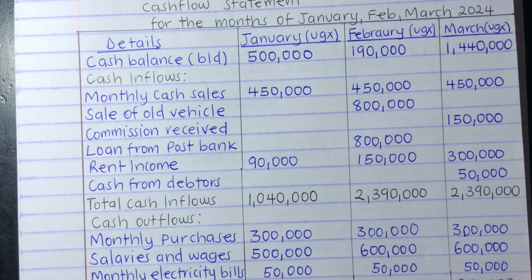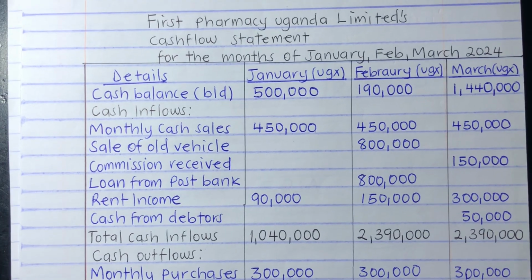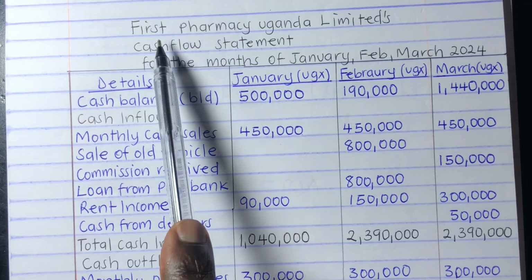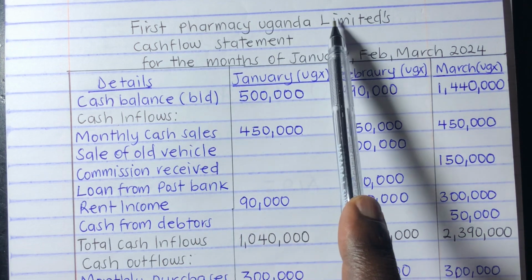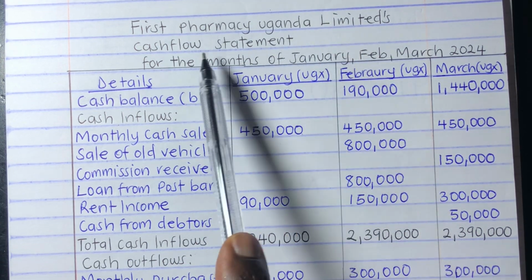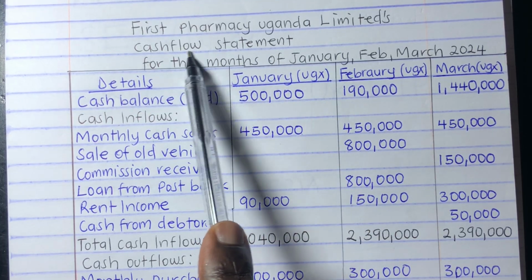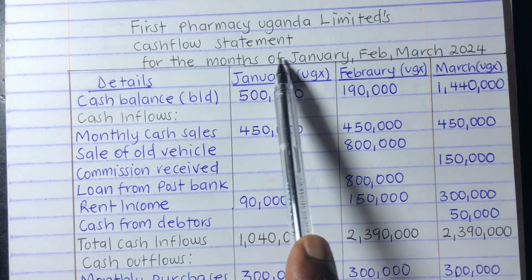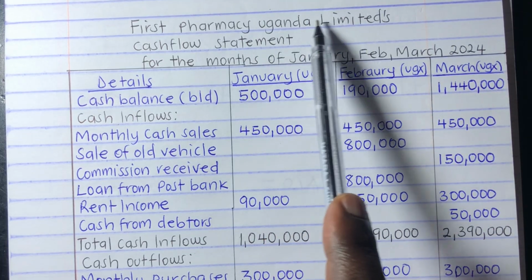Now when you're preparing any cash flow statement, cash budget or financial statement, we always begin with a title, and the title is written on 3 lines. As you've seen, I wrote First Pharmacy Uganda Limited. The first line is always the business name. The second line is for the financial statement or the account, as you've seen, cash flow statement. Then the third line is always for the month or the period. Here it is for the months of January, February, March 2024. Don't abbreviate.